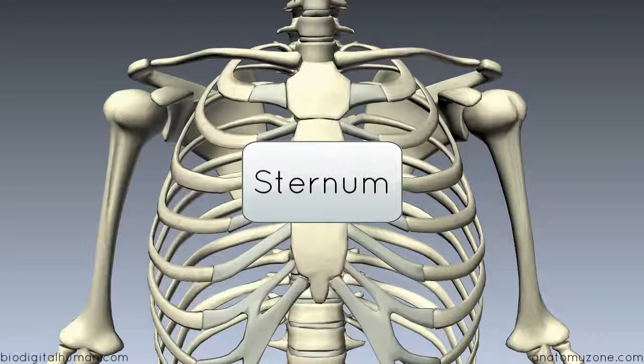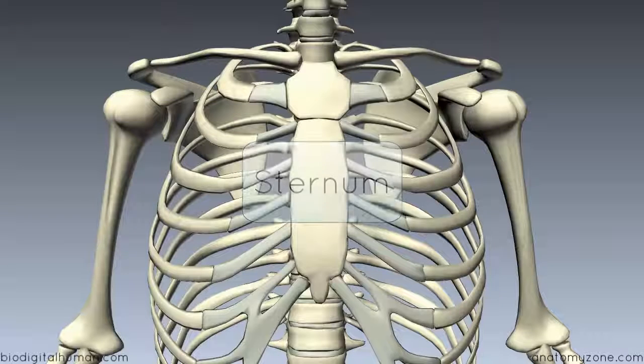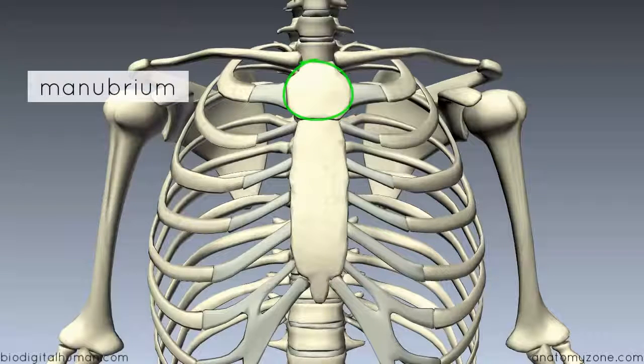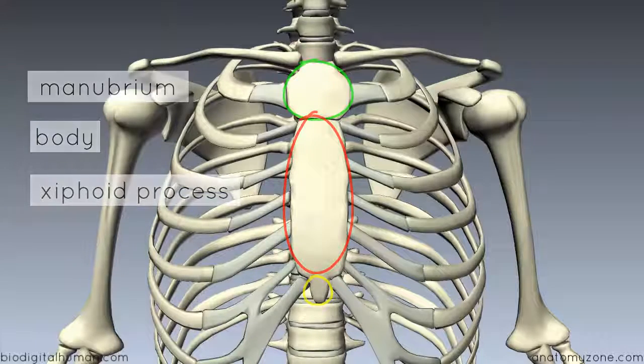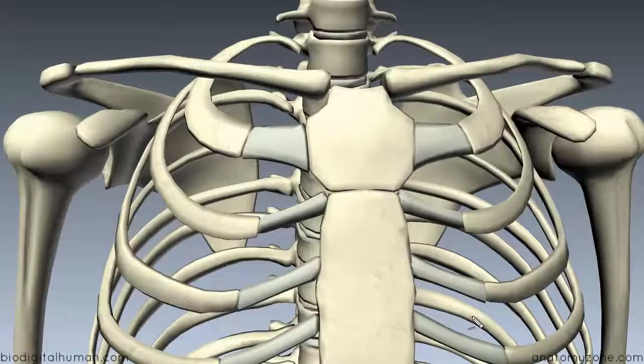Okay, so this is a quick tutorial on the sternum. The sternum consists of three parts. You've got the manubrium of the sternum, the body of the sternum, and the xiphoid process inferiorly. We'll begin by taking a look at the manubrium of the sternum first.